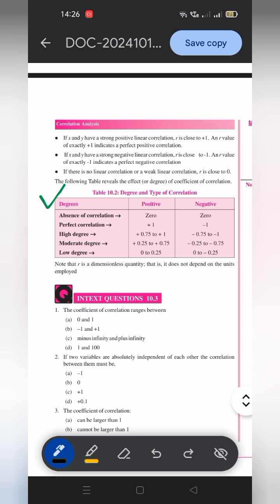Moderate degree, next point: 0.25 to 0.75, negative 0.25 to negative 0.75. Next point, low degree: 0 to 0.25, 0 to negative 0.25.